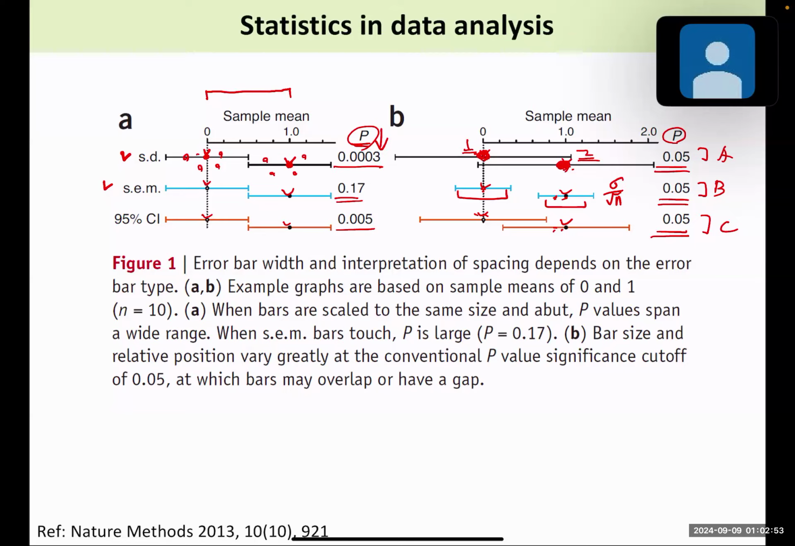You're also recommended to study some of the Points of Significance series published in Nature Methods. These series explain very well how you can use statistics for data analysis.